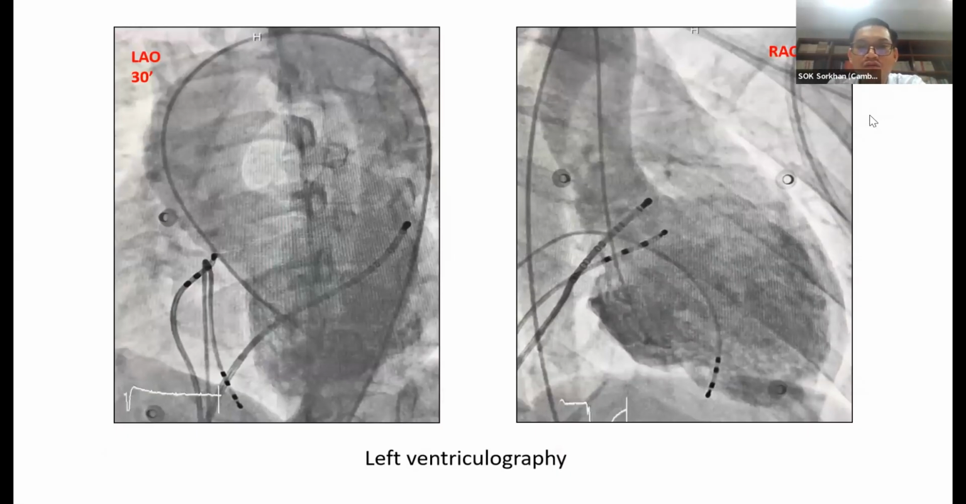So Dr. Chun Hong told us to do an LV angiogram to see what happened with the LV, because we don't have a cardiac MRI in our center. So we did the LV ventriculography with contrast injection. So we see this point is the location of the mitral prolapse. It's really prolapse, but I cannot add the video in my slide.